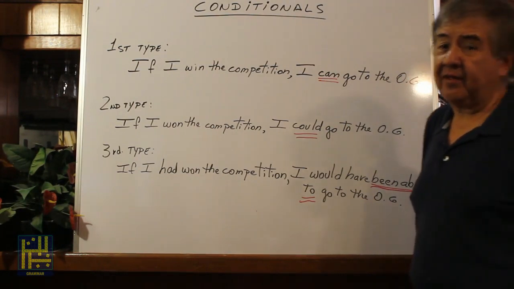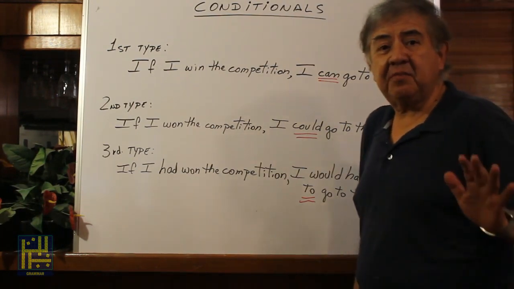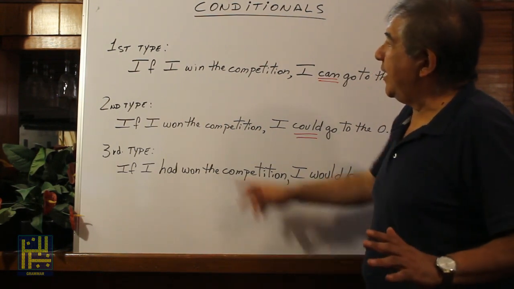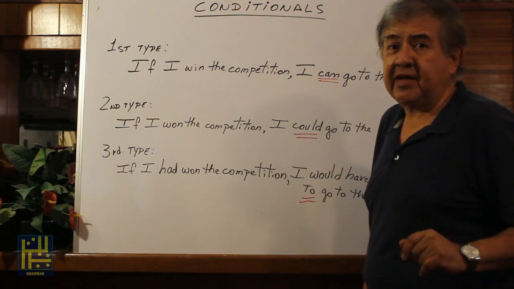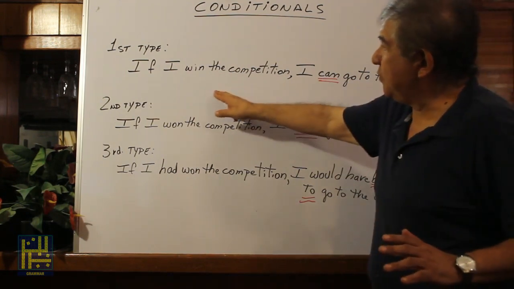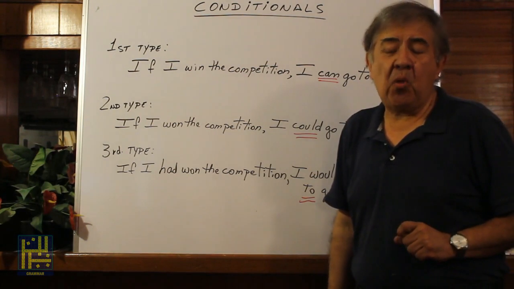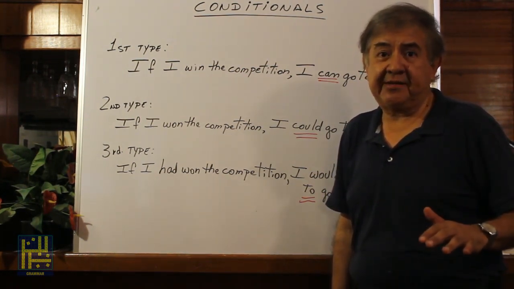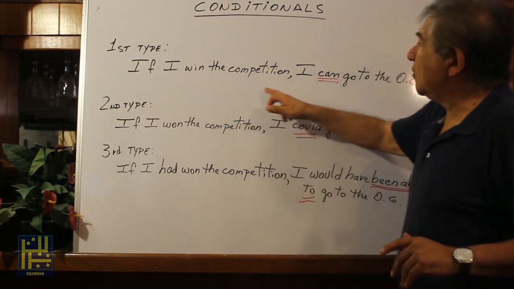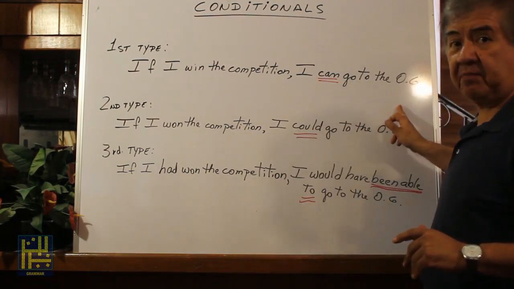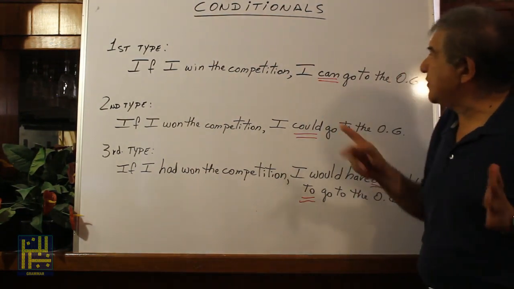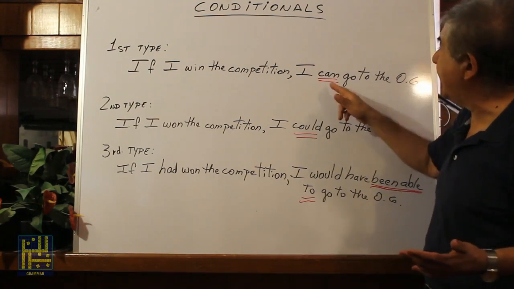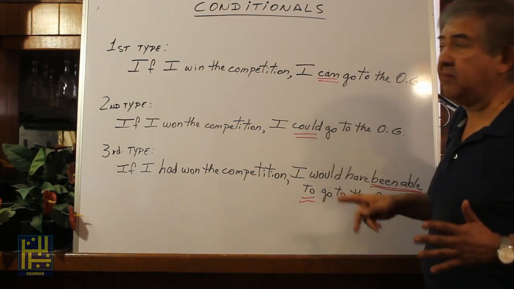Now, let's check something else. I mentioned at the beginning of this presentation that it is typical to see the if clause, for example, in the first type, and the second clause in simple present and simple future. However, it is possible to use modals instead of the simple future tense. For example, if I win the competition, I can go to the Olympic Games. Here, instead of saying I will go to the Olympic Games, I can use a modal verb, in this case, can. I can go to the Olympic Games.